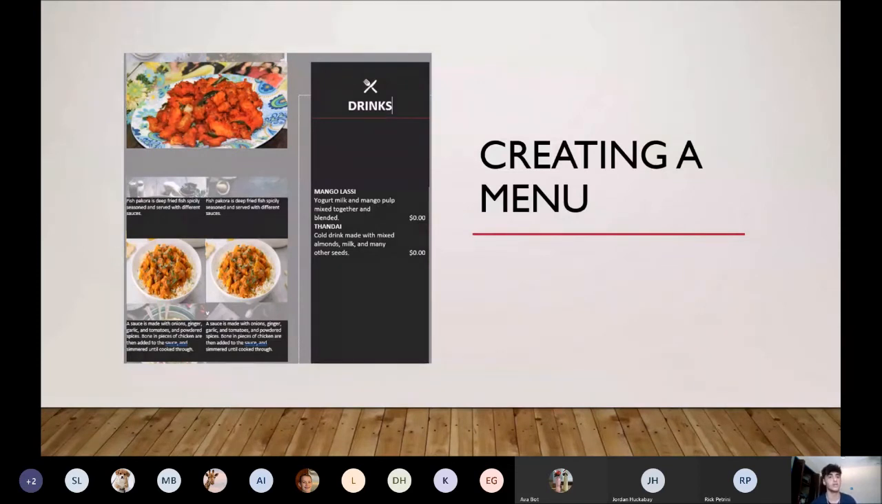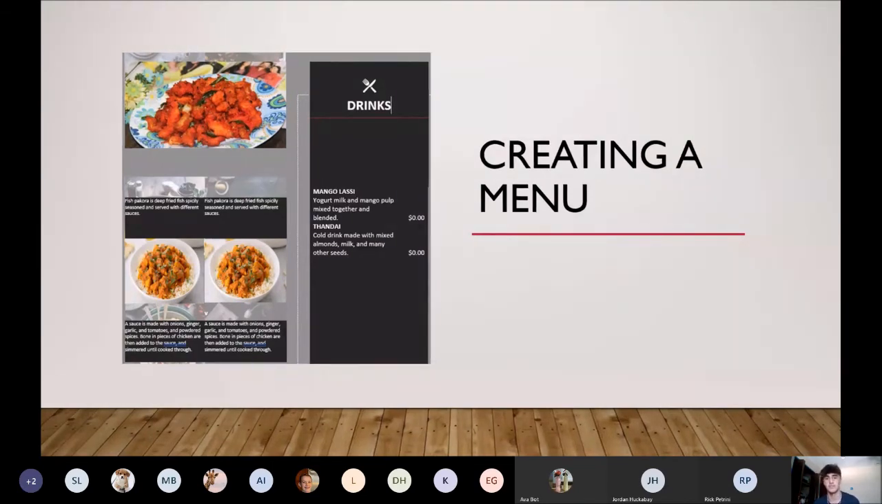For drinks, there's mango lassi, which is yogurt, milk, and mango pulp, mixed together and blended with sugar and stuff. And then the other one, I don't know how to pronounce it, but it's a cold drink made with mixed almonds, milk, and a lot of other seeds and stuff.